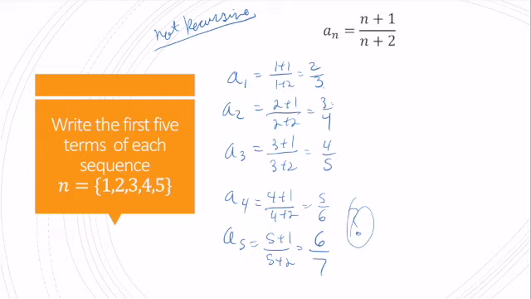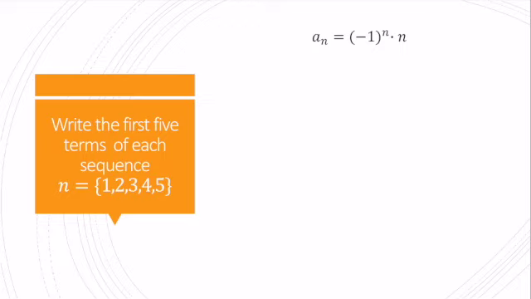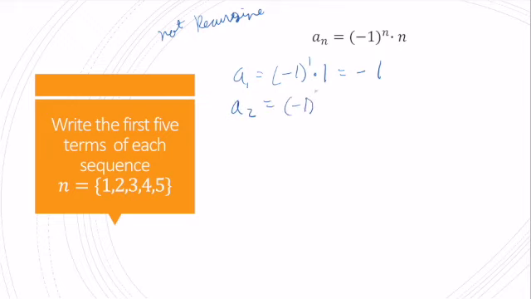Let's get some more practice finding terms of a sequence. If I have a sub n equals -1 to the n times n, again, this is not recursive, right? Because there's no a's in the definition. So if I have a sub 1, that's -1 to the 1 times 1, which is just going to be -1. If I have a sub 2, that equals -1 squared times 2. Well, -1 squared is a positive 1 times 2 is 2.